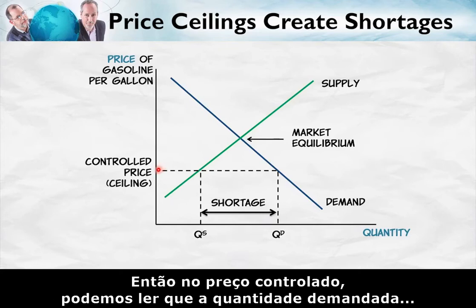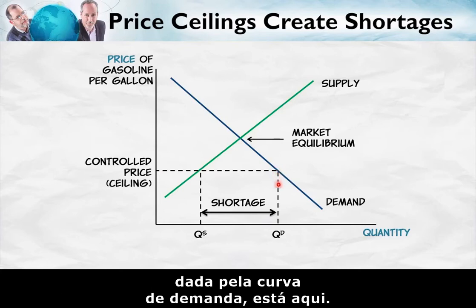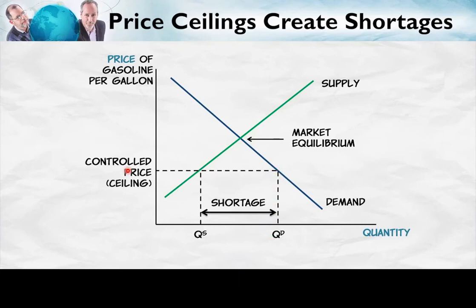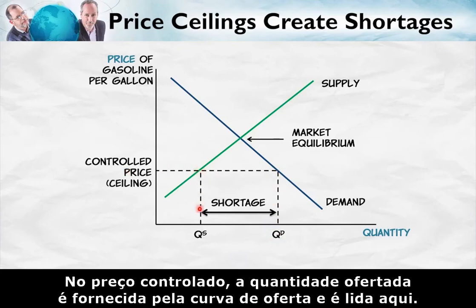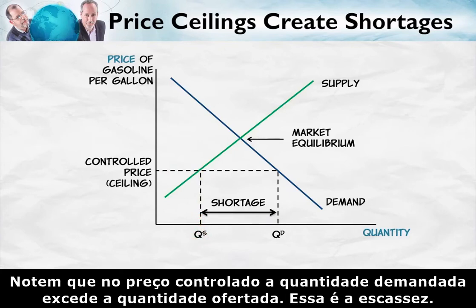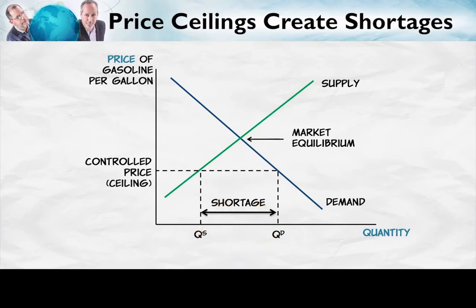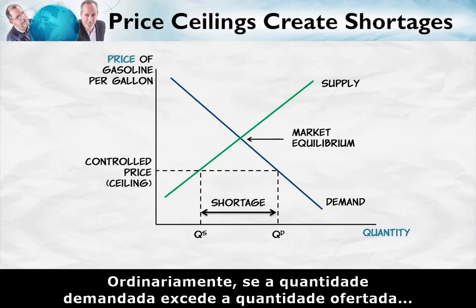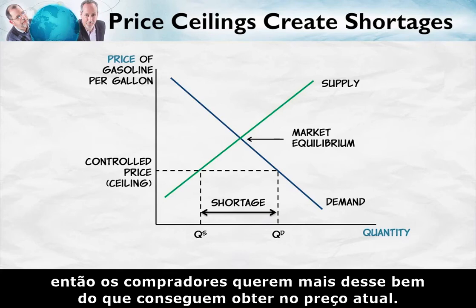So at the controlled price, we can read that the quantity demanded, given by the demand curve, is here. At the controlled price, the quantity supplied is given by the supply curve and is read here. Notice that at the controlled price, the quantity demanded exceeds the quantity supplied, and that's the shortage. Now, ordinarily, if the quantity demanded exceeded the quantity supplied, buyers want more of this good than they're able to get at the current price.